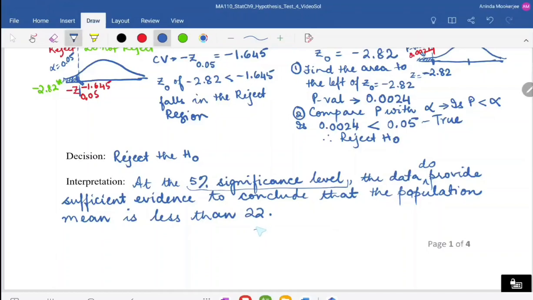So if it is an application-based problem, an example of which we will work on later, you will have to interpret it in context of the problem. Because this was a straightforward problem, it's not application based, we will just use the alternate hypothesis statement and say that the data do provide sufficient evidence to conclude that the population mean is less than 22, which was what the alternate hypothesis was trying to claim. All right.